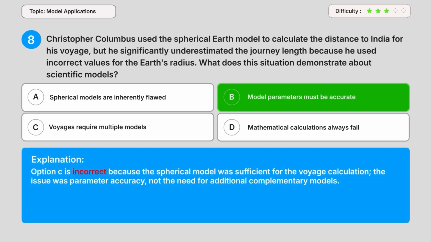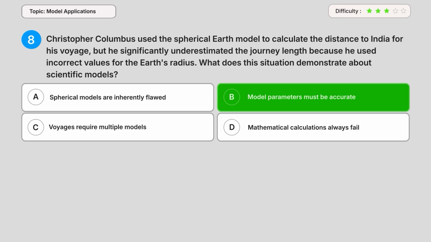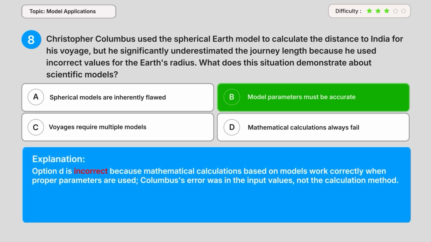Option C is incorrect because the spherical model was sufficient for the voyage calculation. The issue was parameter accuracy, not the need for additional complementary models. Option D is incorrect because mathematical calculations based on models work correctly when proper parameters are used. Columbus's error was in the input values, not the calculation method.